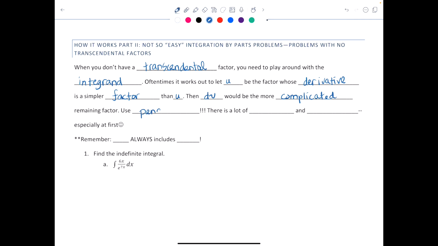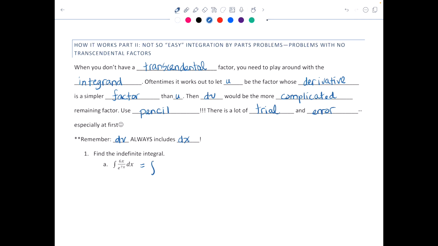I always use pencil or my tablet that I can erase or undo. There's a lot of trial and error, especially at first, but you got this. Now remember, dv always includes dx or whatever your independent variable is that you're integrating with respect to. Cool. All right, so now, here we go.